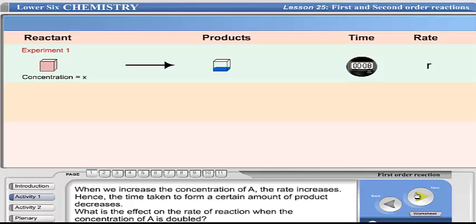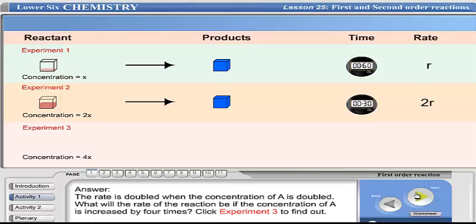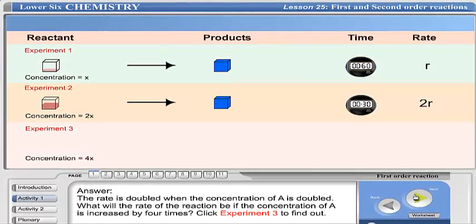When we increase the concentration of A, the rate increases. Hence, the time taken to form a certain amount of product decreases. What is the effect on the rate of reaction when the concentration of A is doubled? Answer: the rate is doubled when the concentration of A is doubled. What will the rate of reaction be if the concentration of A is increased by 4 times? Click Experiment 3 to find out.